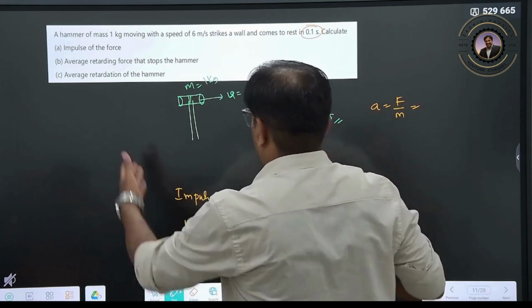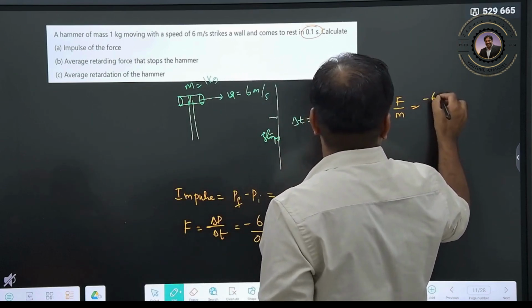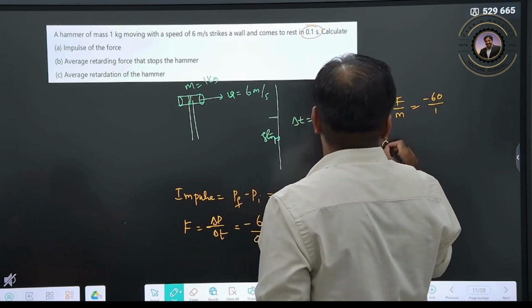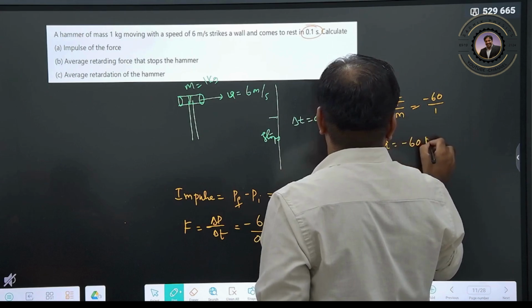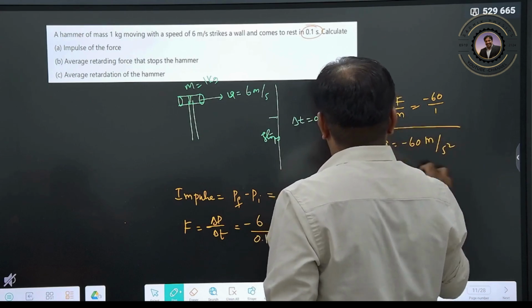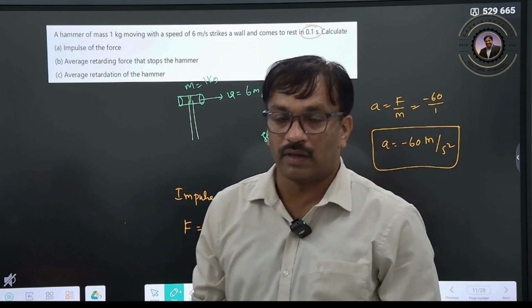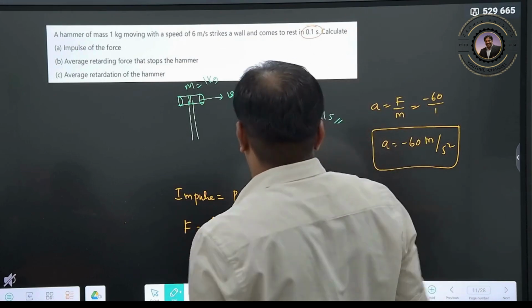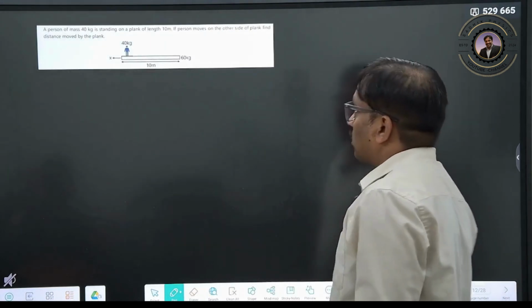I mean retardation. Force is how much now? Minus 60 divided by mass is nothing but a, therefore 1 kg. So, acceleration is equal to minus 60 meter per second square. This is your acceleration. Clear? So, try to solve the problems, understand the situation. It is very simple, and apply the concept now.